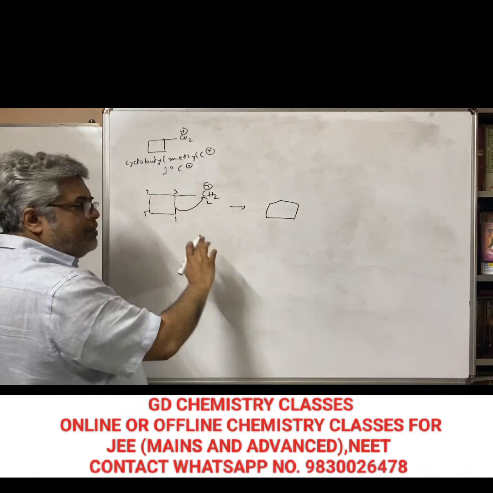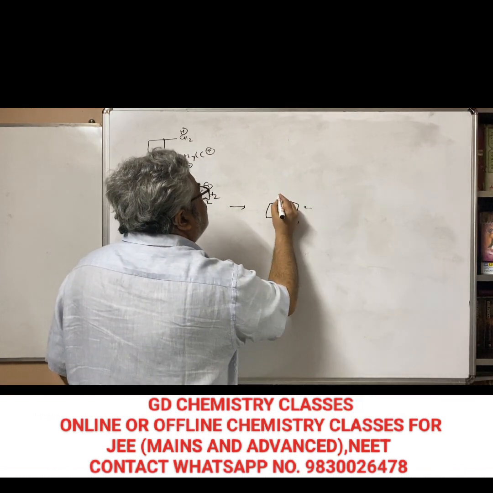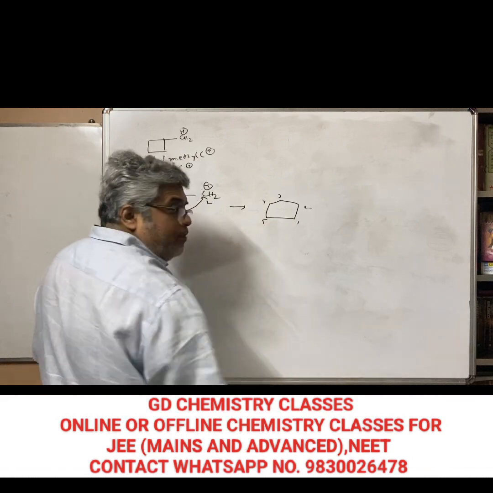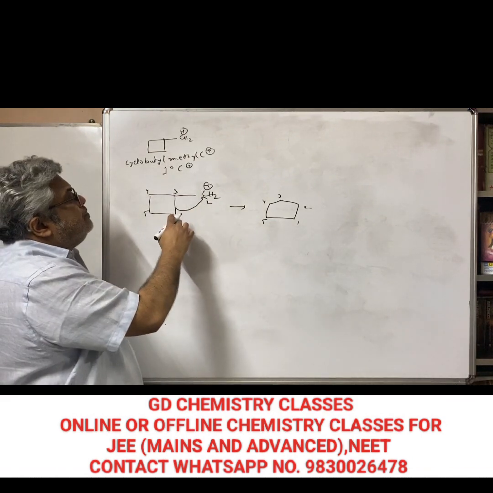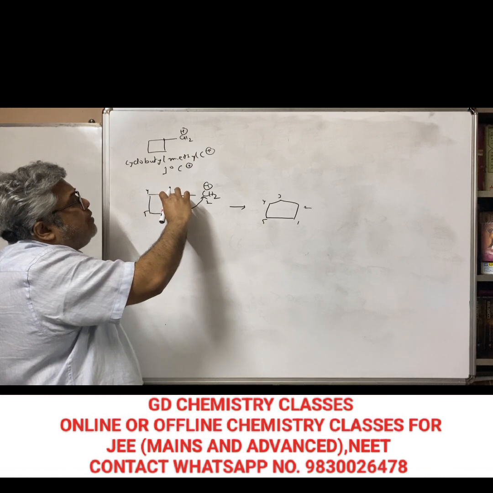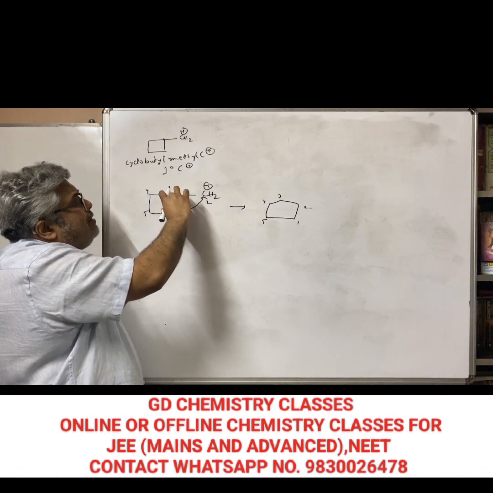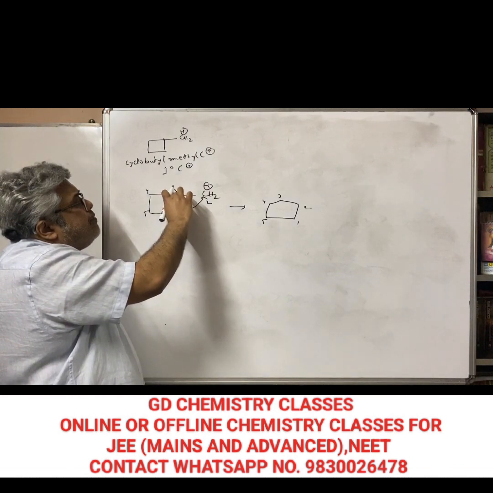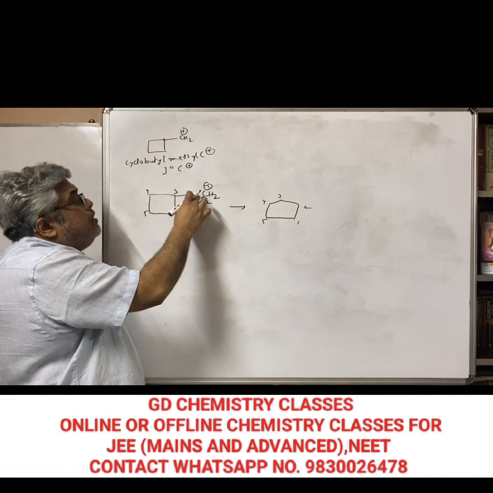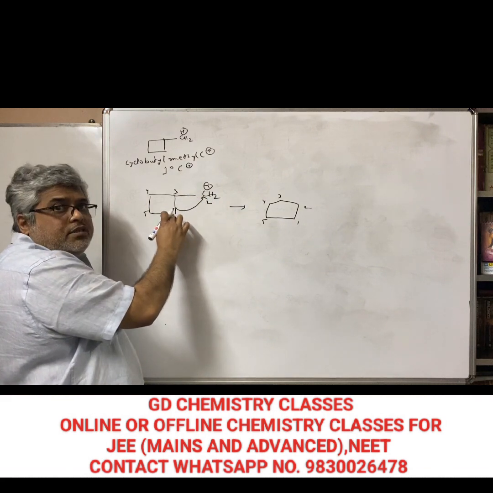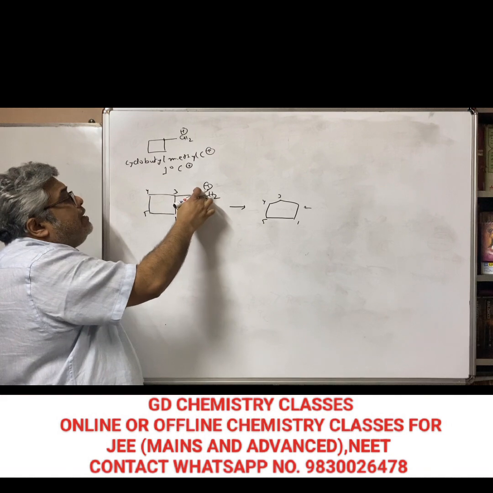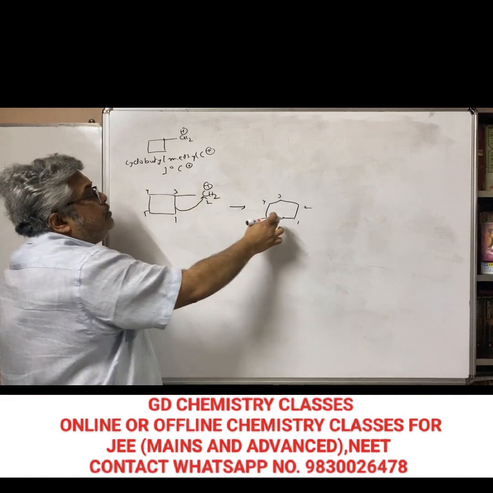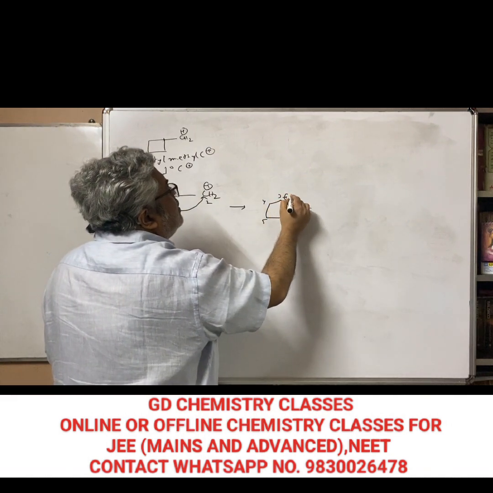1, 2, 3, 4, 5, a 5 membered ring. There's no problem with that. Now let's say it once more, and try to understand very carefully. I'm breaking the bond between 1 and 3, and I'm forming a bond between 1 and 2. So this third carbon has lost its electron, and this has gained an electron. So this will be a positive charge.